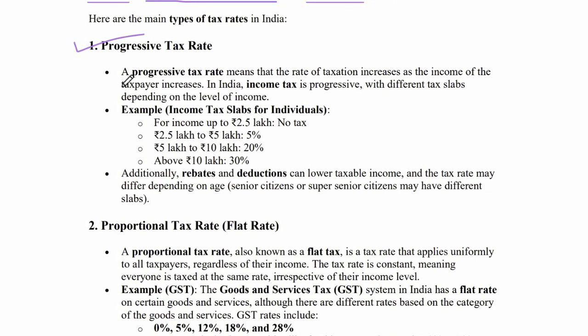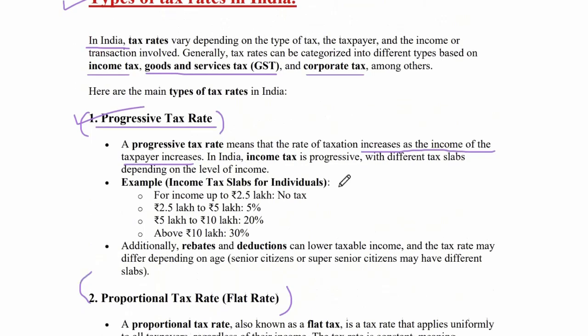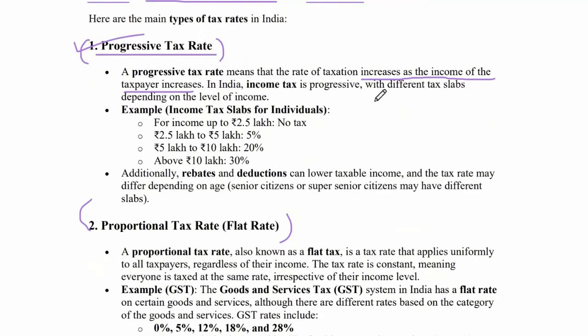What does it mean? A progressive tax rate means that the rate of taxation increases as the income of the taxpayer increases. This is known as progressive tax rate. This has come in the exam separately also. Explain what is progressive tax rate, or short note on progressive tax rate. This has also come. So individually also we are going to go through them, and collectively also. So we are covering many questions in one question. So in progressive tax rate, the taxation increases as the income of the taxpayer increases.